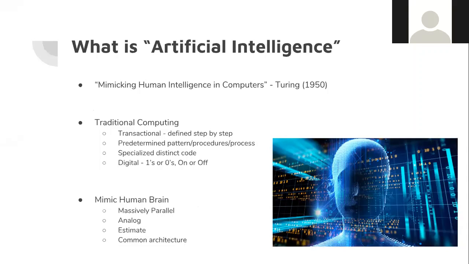Turing back in 1950 defined it as mimicking human intelligence in computers, and it's pretty obvious. Now, taking a step further, how does artificial intelligence differ from traditional computing? Because traditional computing is mimicking human intelligence in computers. It's taking stuff that we do, our thought processes, and automating them.